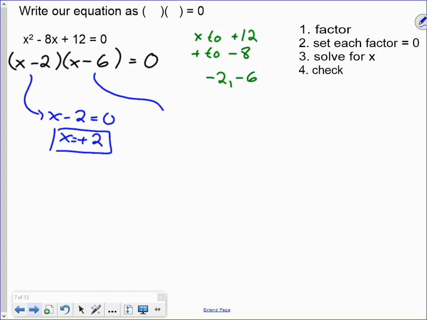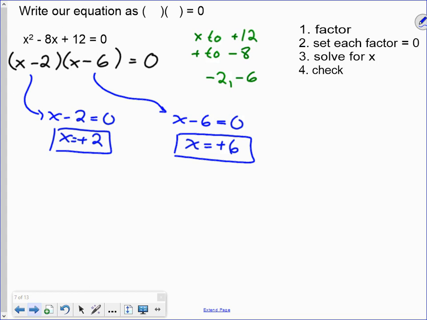And then we look at the other term, x minus 6. What is going to make x minus 6 equal to 0? Well, if I just add 6 to both sides, x equals positive 6. And those are our two solutions, x equals 2 and x equals 6.